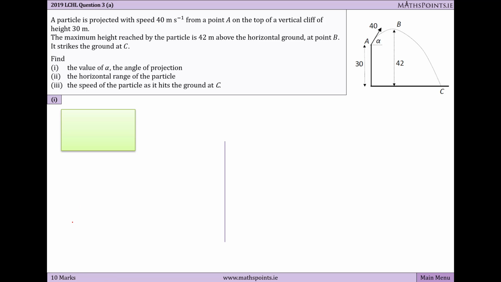Okay, so we're going to have a look at this projectiles question from 2019, and the first thing we always want to do when we have a projectiles question is get down the equations for v of x, s of x, v of y, and s of y.